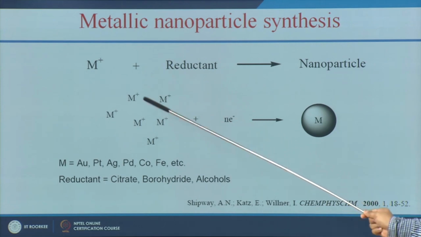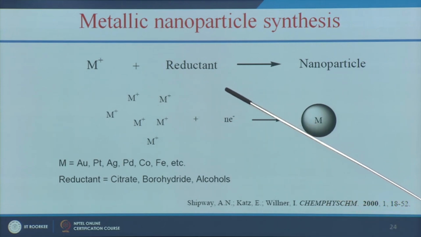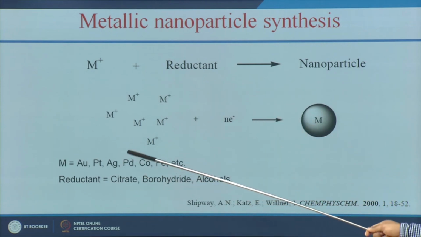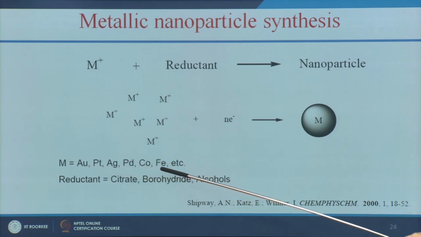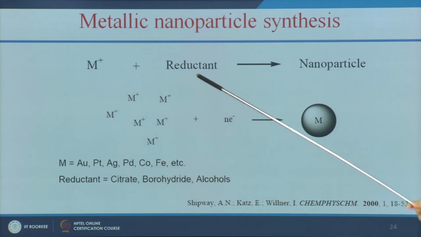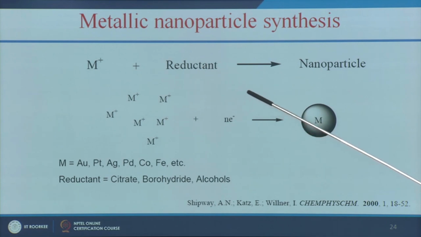This is a typical picture of metal nanoparticle synthesis. You can see here, if you want to make gold nanoparticles, you can use the gold metal precursor, and we are going to reduce it using the reducing agent. That is going to reduce your metal salt into metal nanoparticles.